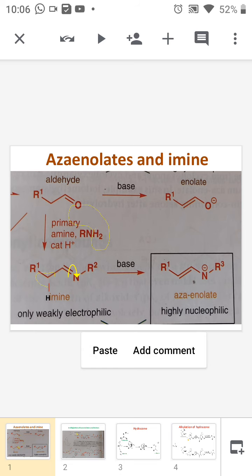So that forms a C double bond C bond, and the pi electrons in the C double bond N, the pi electrons between the carbon and nitrogen, are located on the nitrogen. So this is the structure of the aza-enolate. So the imines and aza-enolate are generated due to the reaction of the aldehyde with the primary amine. First of all, it will form the imine and it is converted into the aza-enolate due to the base treatment. So I hope that you understood the formation of the aza-enolate and imine.